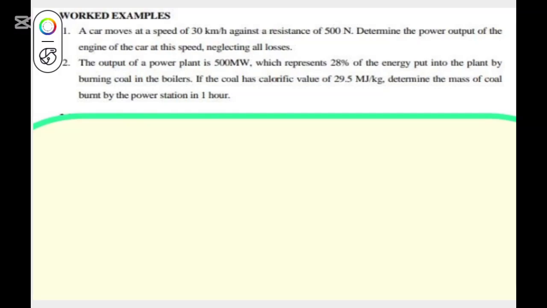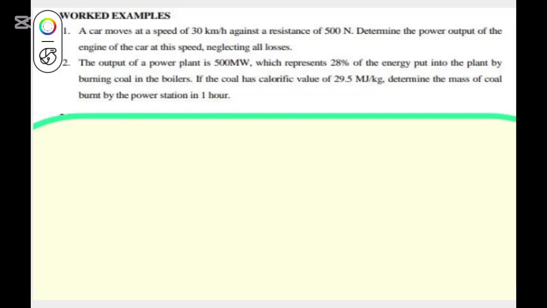The output of a power plant is 500 megawatts, which represents 28% of the energy put into the plant by burning coal in the boilers. If the coal has the calorific value of 29.5 megajoule per kg, determine the mass of the coal burned by the power station in 1 hour.